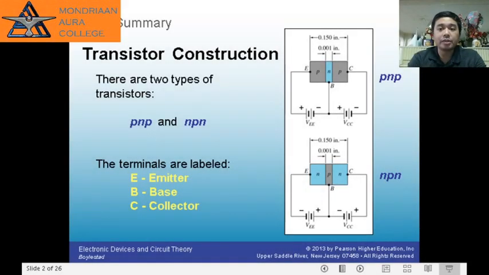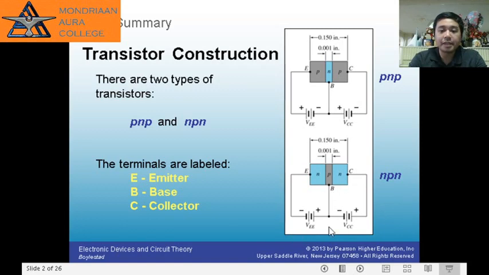We have two types of BJTs. We have the PNP and we have the NPN. So as you can see here sa PNP, we have the P-type for the emitter, N-type for the base, and P-type for the collector. Sa NPN naman, we have N-type for the emitter, P-type for the base, and N-type for the collector.